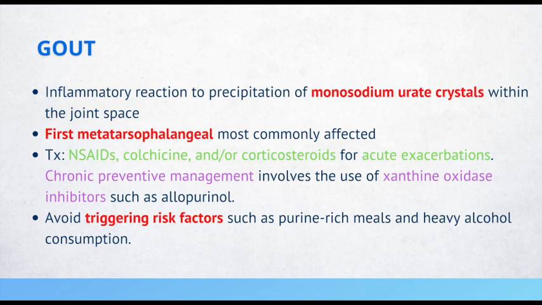However, for chronic preventive management, this involves the use of xanthine oxidase inhibitors such as allopurinol. It's also important that patients with gout avoid triggering risk factors such as purine-rich meals and heavy alcohol consumption. As you can tell for pseudogout and gout, there are different crystals that accumulate in the joint space. It also affects different joints, and the treatment is also different. So it's very high yield that you know the differences between pseudogout and gout.